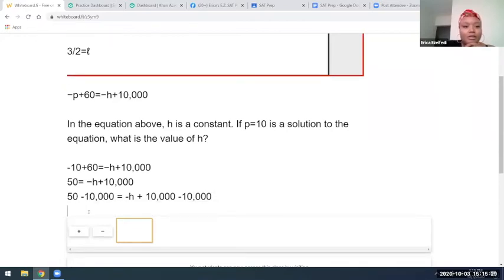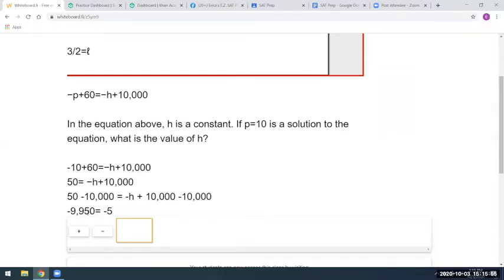So what do we get on each side? What do we get on the left side? 9,950. Negative 9,950. Equals what? Negative h. Negative h. Okay, sounds good.